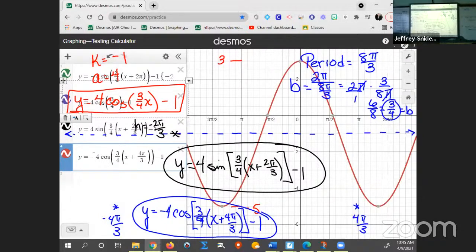So when you're writing a function for a graph like this that's sine or cosine, you can write it either way you want. It doesn't matter. It's your choice, unless you're told to write it as a sine function or as a cosine function. Usually one might be a little easier than the other. Any questions on that one? No questions.